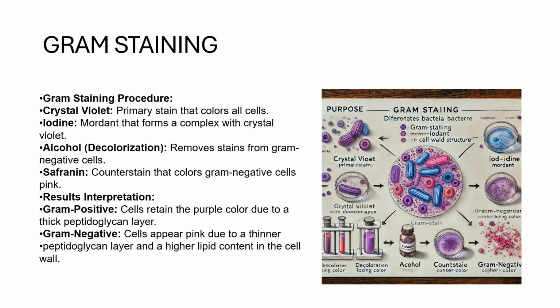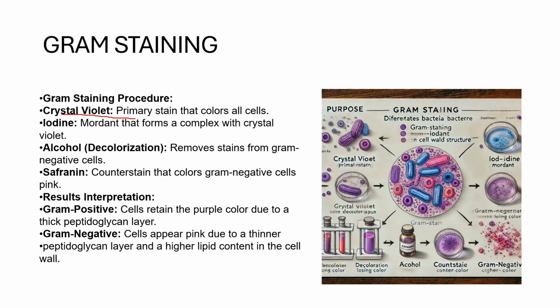So this is the procedure of gram staining. First, a primary stain like crystal violet is done. Then iodine is used. Iodine is used as a mordant because it will form a complex with it and will retain the color. But then again, alcohol is used over it. So alcohol will remove the color, will try to decolorize it.